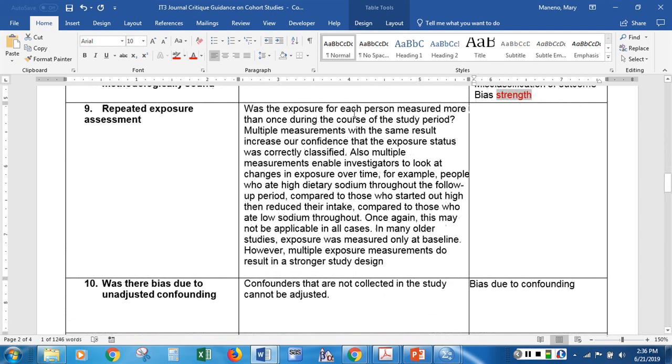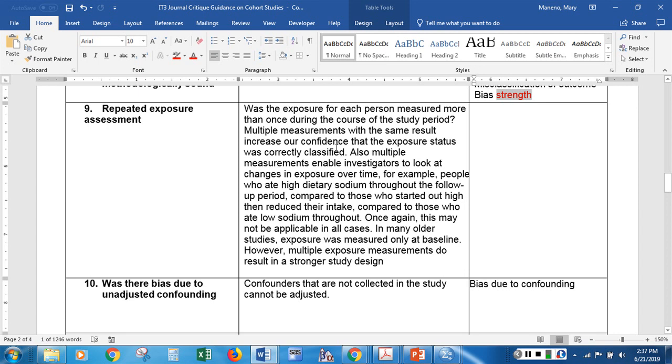Repeated exposure assessment. This point brings up whether the exposure variable was measured consistently. This is more applicable to situations where your exposure variable is something like a drug of interest, but not nurse practitioner addition. It doesn't really apply well. For example, was the exposure for each person measured more than once during the course of a study? Multiple measurements with the same result increase our confidence that the exposure status was correctly classified.